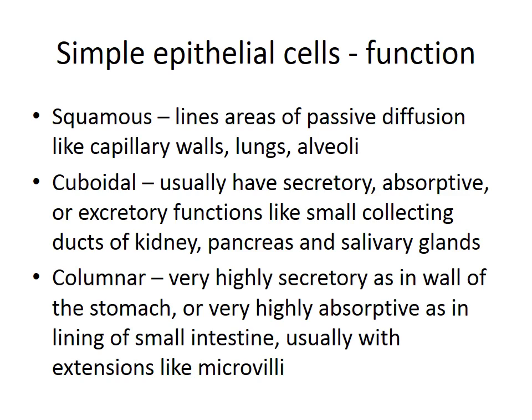They could be in the small collecting ducts of the kidneys, or the pancreas, or they could be in the salivary glands. So in the salivary glands, they would be actually doing secretory stuff. A columnar epithelium is very highly secretory, as in the wall of the stomach. Because they're very, very tall, they can actually have a lot of stuff in them, or they can absorb a lot of stuff if they're inside the small intestine. And usually columnar epithelial cells extend out in microvilli, as we will see, inside the stomach.